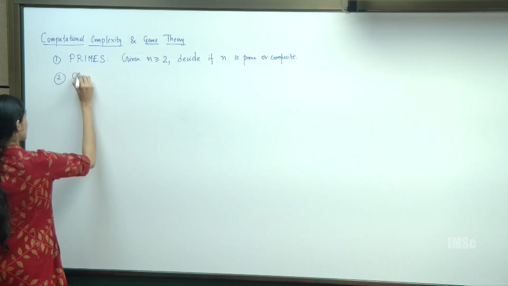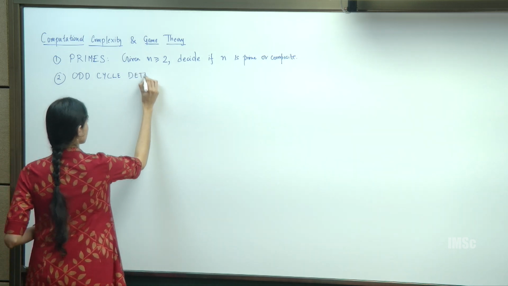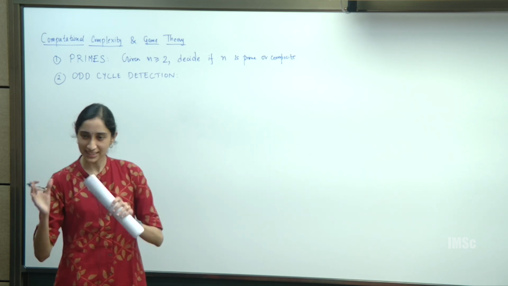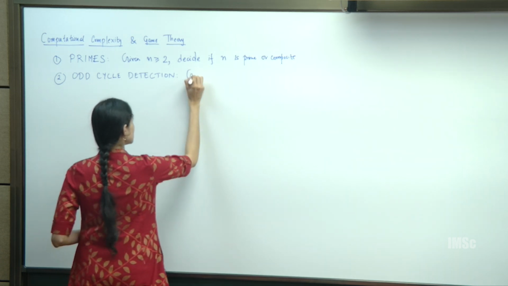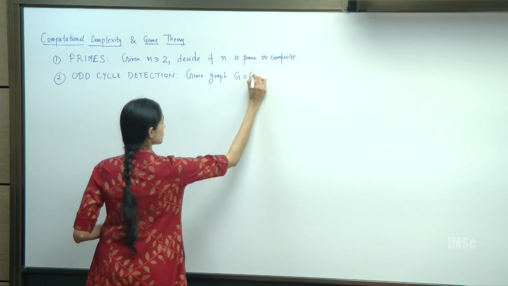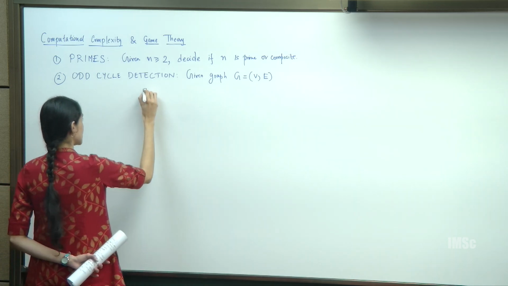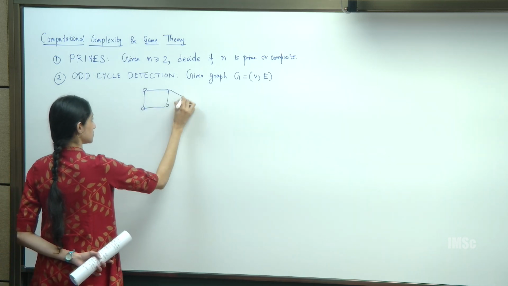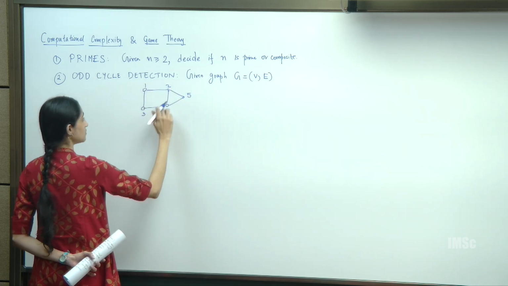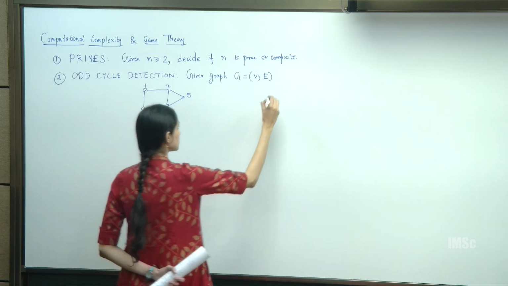Okay. So next problem is odd cycle detection. So you are given a graph, I suppose you know what a graph is. It is a set of vertices together with a set of edges. So given a graph G, so V is the set of vertices and E is the set of edges, right. So for example, let us say this is the graph. So this has 5 vertices and the edges are 1 2, 1 3, 3 4, 2 4, 2 5, 4 5. Okay. So a bunch of vertices and a bunch of edges.